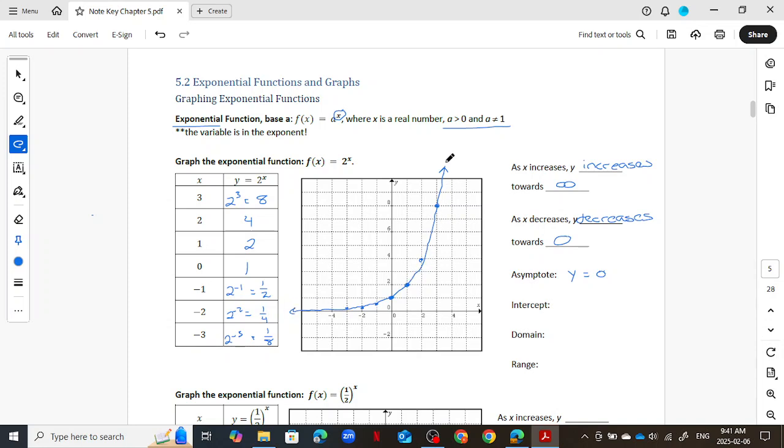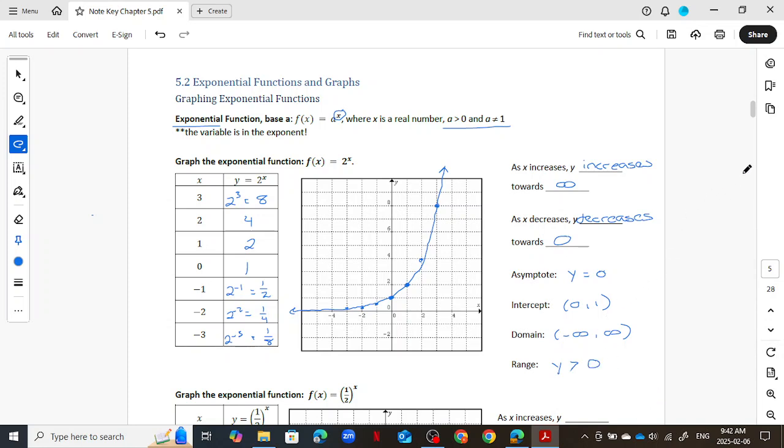This is not asymptotic behavior. This is just y increasing as x increases, but this is asymptotic behavior. I'm approaching this y equals 0. What's the intercept of this graph? Well, there's an intercept at 0, 1. The domain of this graph is -infinity to infinity. There's nothing I can't put in for x. And then my range is going to be y is greater than my asymptote, so greater than 0.